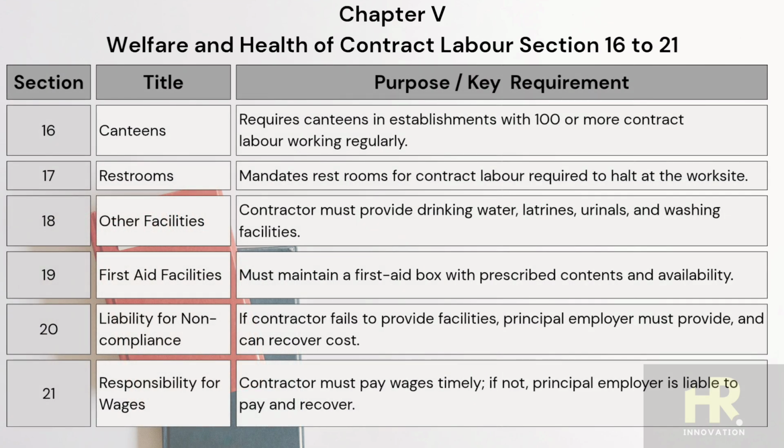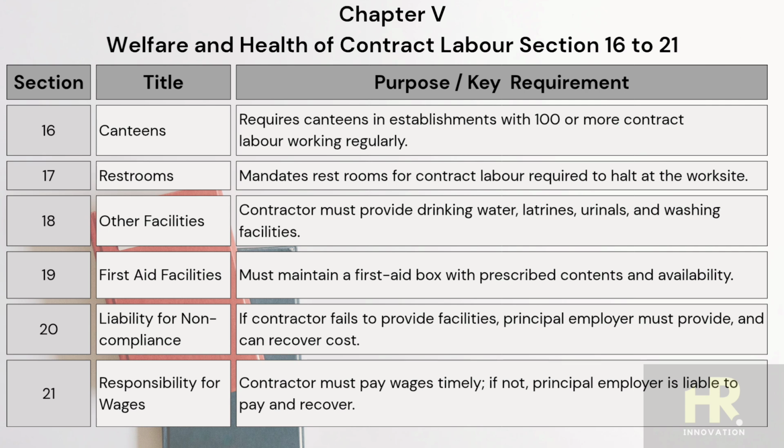In this slide, we'll explain sections 16 to 21 of the Contract Labor Act, which focus on the welfare and wage rights of contract workers. Let's break it down in a simple way. Section 16 Canteens. If 100 or more contract laborers are regularly working in an establishment, the employer must provide a canteen. This ensures that workers get access to clean and affordable food.